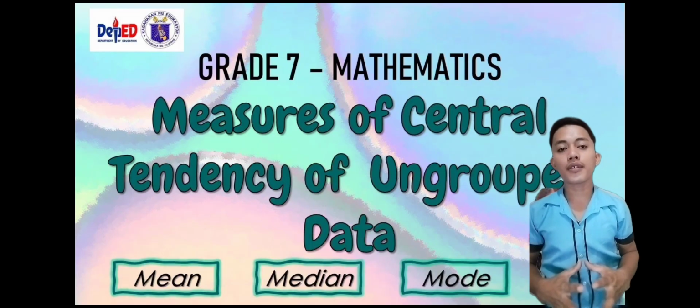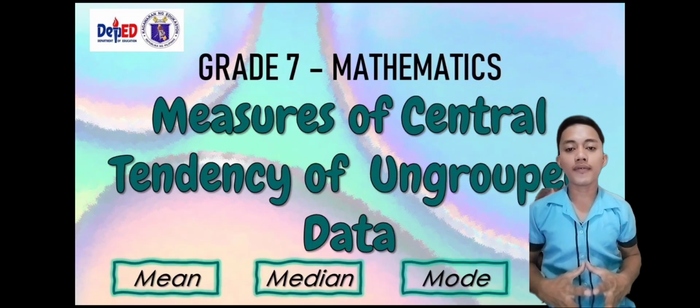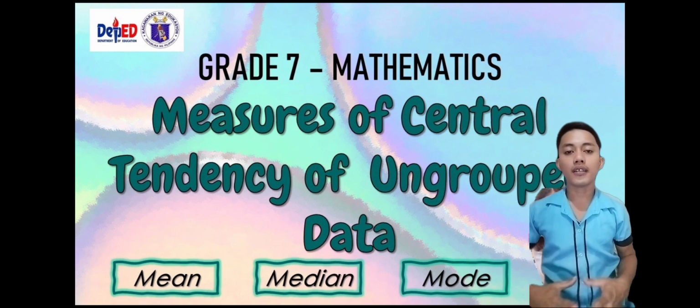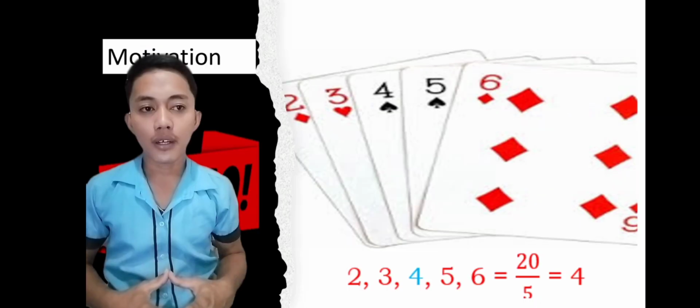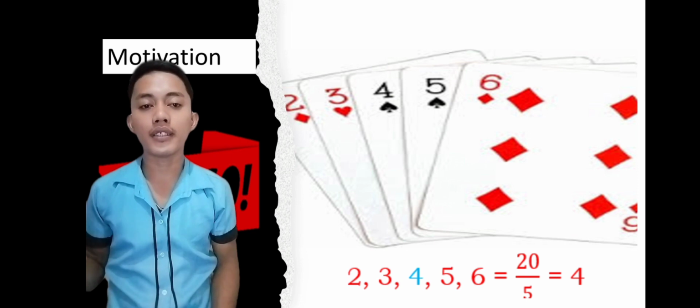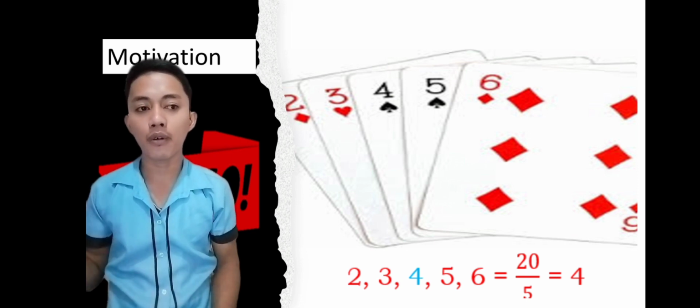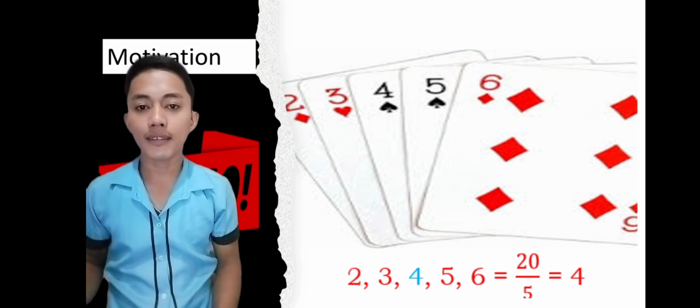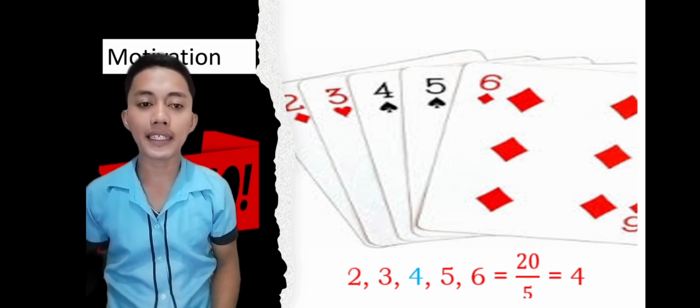Our lesson for this morning is all about measure of central tendency. It has three important components: the mean, median, and mode of ungrouped data. Now, based on the given pictures of the cards, our median is 4 and our mean is also 4. Our mode is none because there are no repeating numbers.